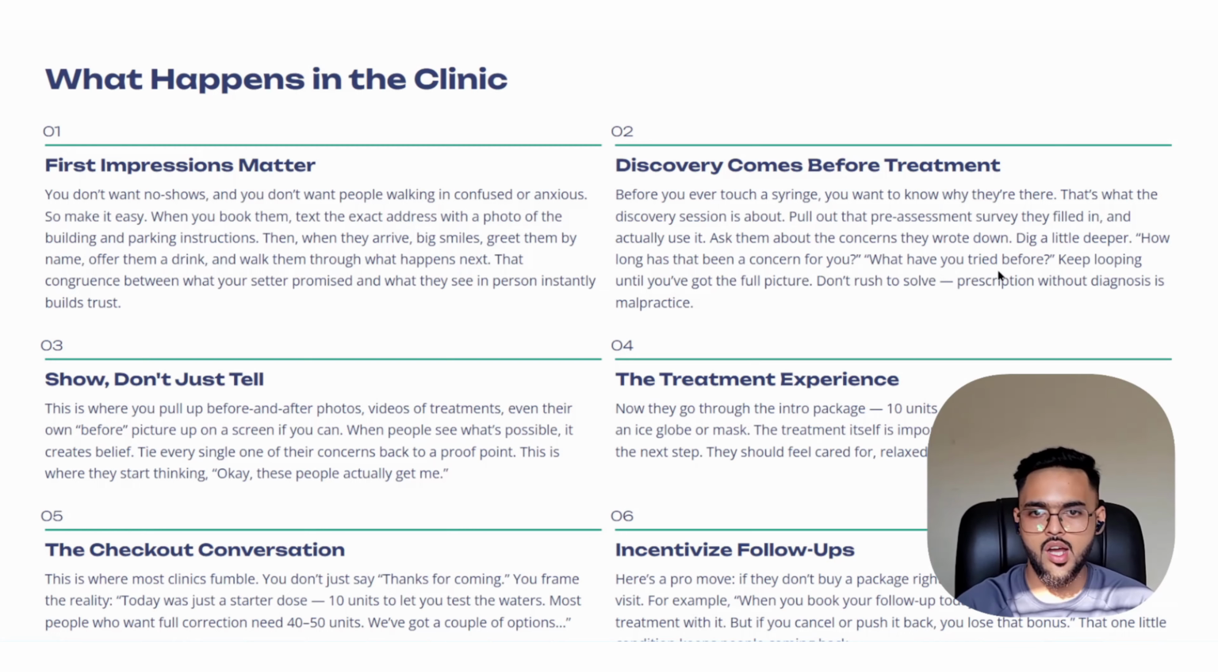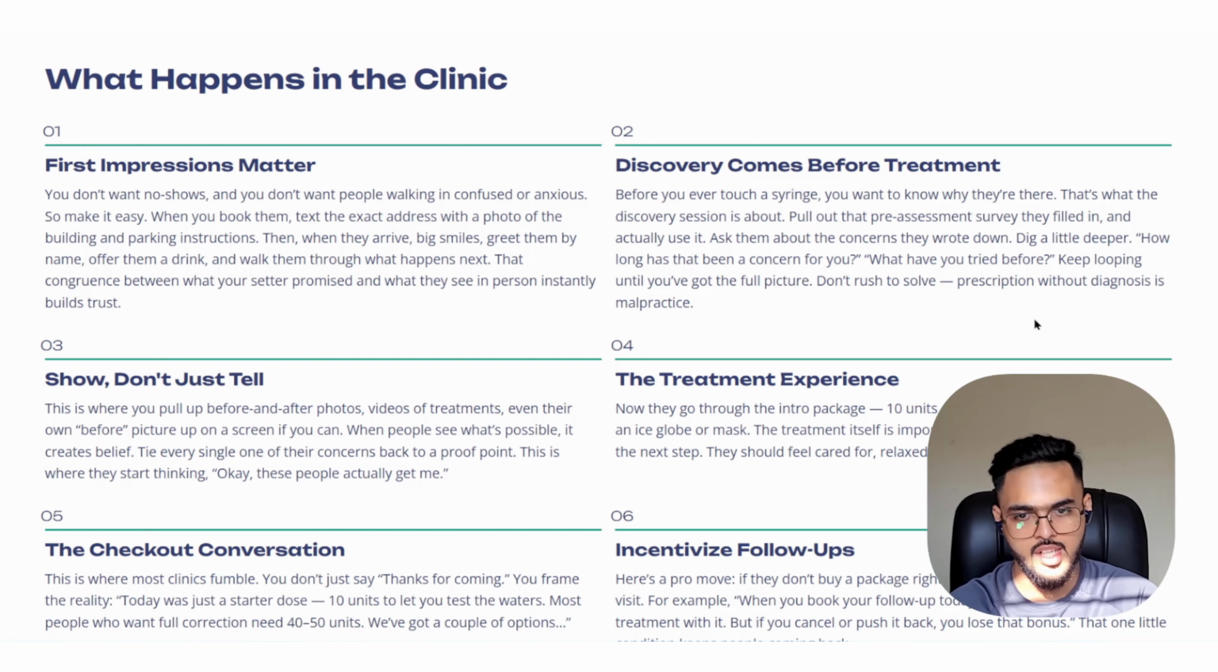So take that survey and ask them about concerns that they wrote about. Dig a little deeper. How long has that been a concern for you? What have you tried before? And keep looping until you've got the full picture. So never rush to solve, because prescription without diagnosis is malpractice.